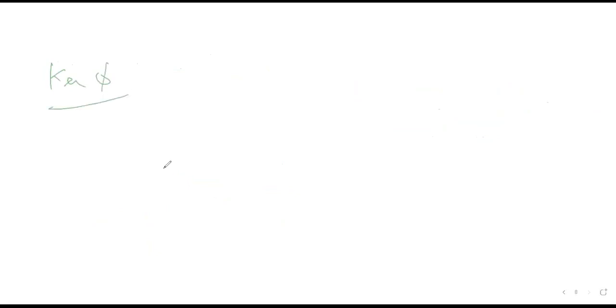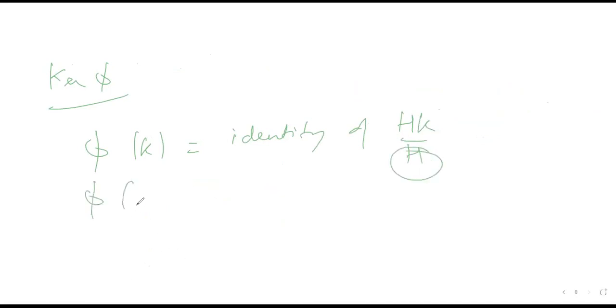Kernel phi. What is kernel phi? That is, phi of k is equal to the identity of HK upon H. What is the identity in a quotient group? The normal subgroup itself. That is, phi of k is equal to H, right?